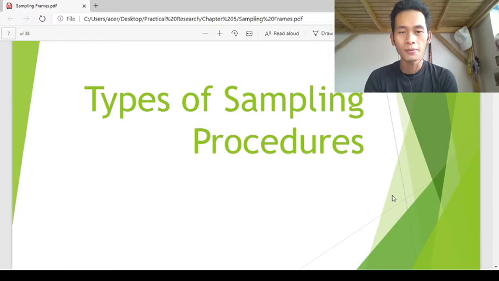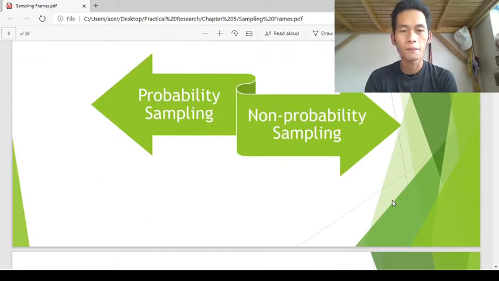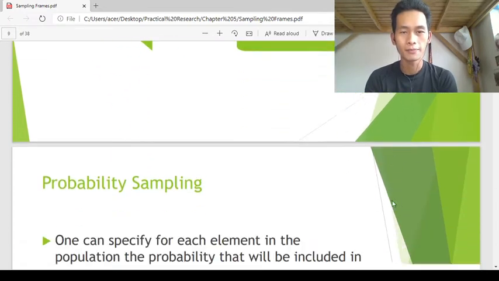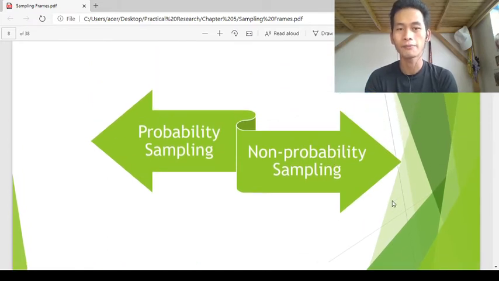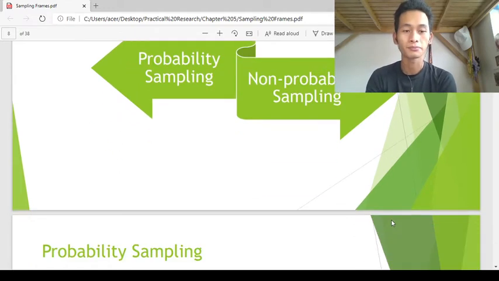Okay, there are two types of sampling procedures. We have probability and non-probability sampling. When you say probability sampling, this type of sampling uses statistics and probability, diba? Whereas non-probability is the opposite. It does not use any statistical method in conducting sampling.